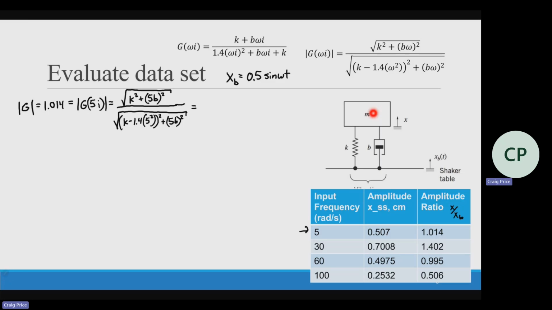So again, this is our equation for this transfer function. It takes the sinusoidal transfer function. Now we're finding the magnitude of the top divided by the magnitude of the bottom. This changes based on what omega is. So that's what we're using to be able to solve for B and K.